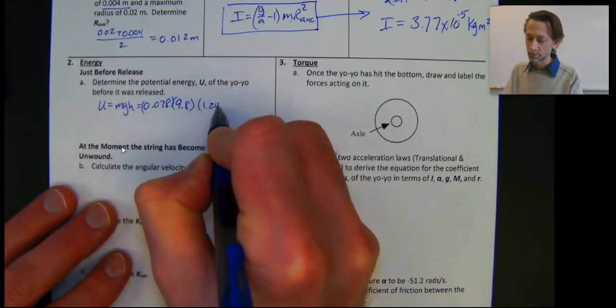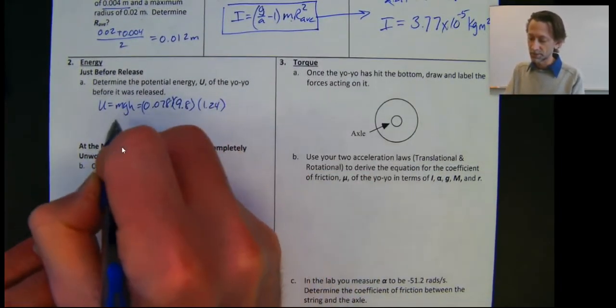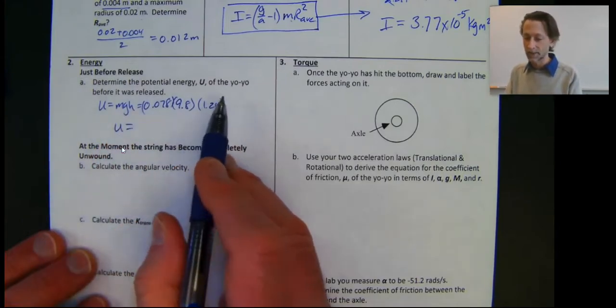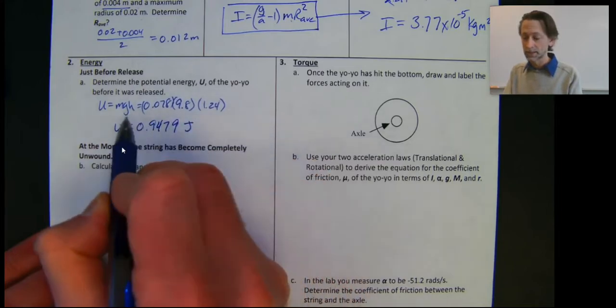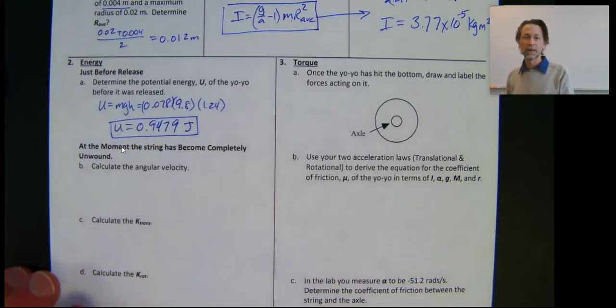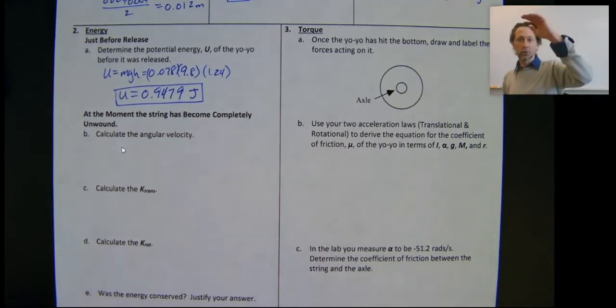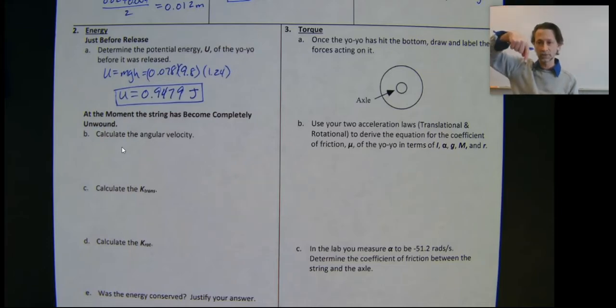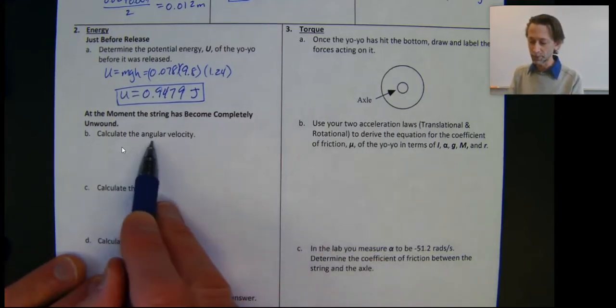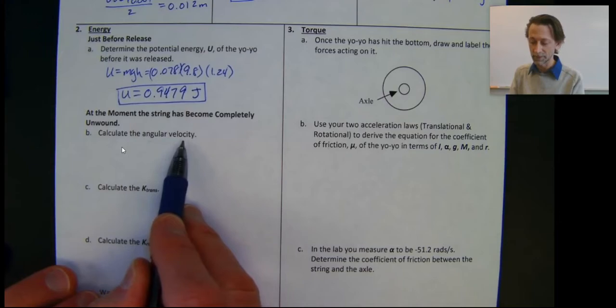So 1.24 meters. Because all of those are in standard physics units, we can leave them that way, and then when we multiply those, we get 0.9479 joules as our value for potential energy. So once that all unrolls down to the very bottom, right at the moment it hits the bottom, it's going to have a certain amount of kinetic energy, but it will have two kinds of kinetic energy. It will have the linear kinetic energy of it falling downward, but it'll also have the rotational energy of it unwinding as it's falling. So first off, we want to calculate the angular velocity.